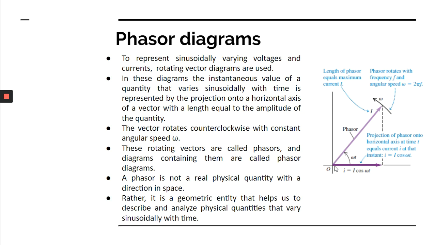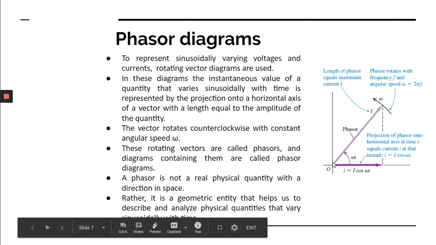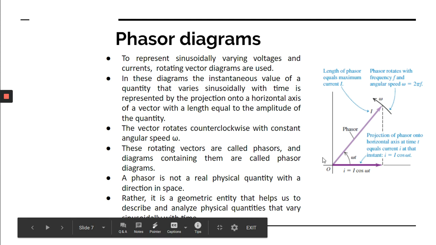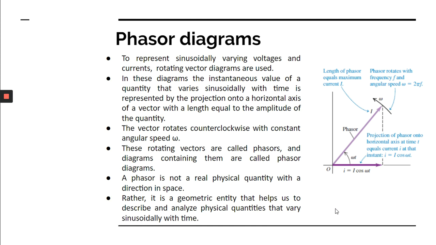Then what is your instantaneous value? 0. Then again if you rotate, this is along your negative x-axis. The instantaneous value is maximum, but it is negative, and this is equal to I, because your omega t is your pi. And again, when this is along negative y-axis, it is again 0.